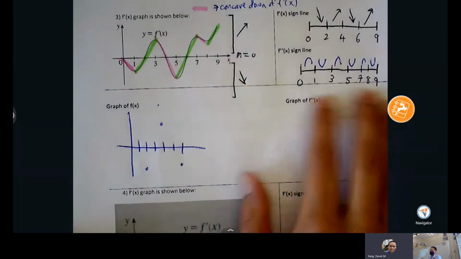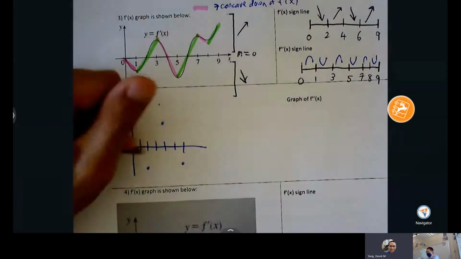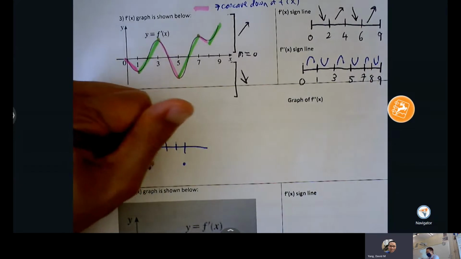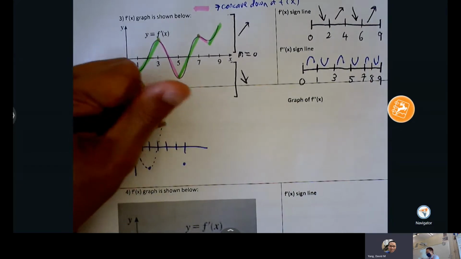So I don't really care about curvature yet. I'm just going to create my shape. So using dotted line, it's not perfect, but all I want is the slope behavior.